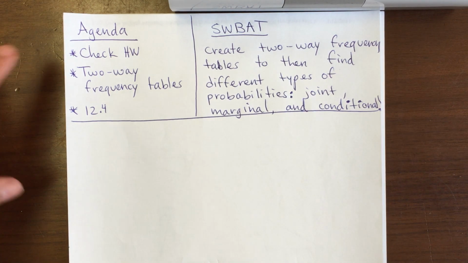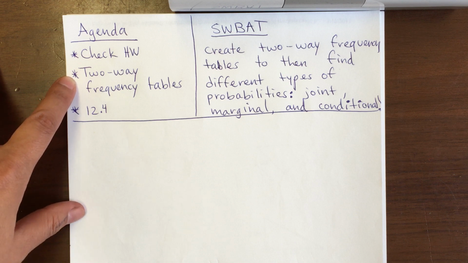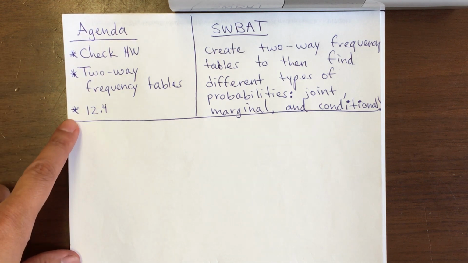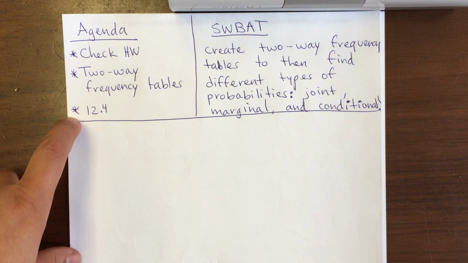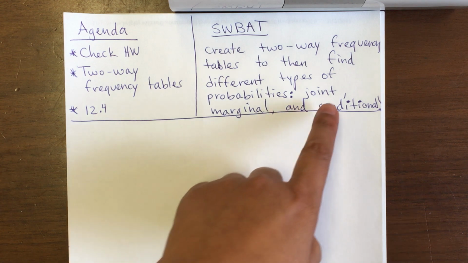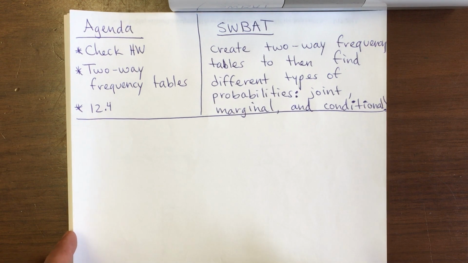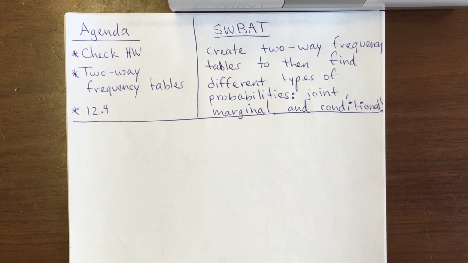Hello students, today's agenda is to check your homework. We'll be working with two-way frequency tables and you will be able to do 12.4. So today students will be able to create two-way frequency tables to then find different types of probabilities including joint, marginal, and conditional. And so let me start by giving you some definitions.